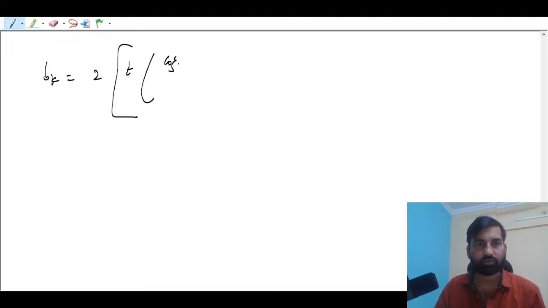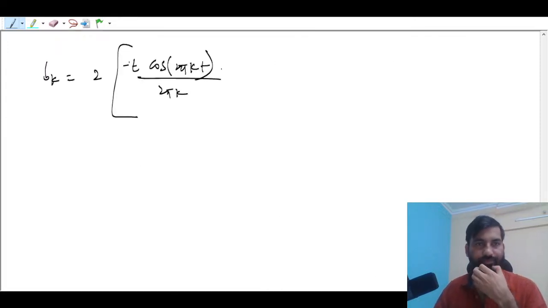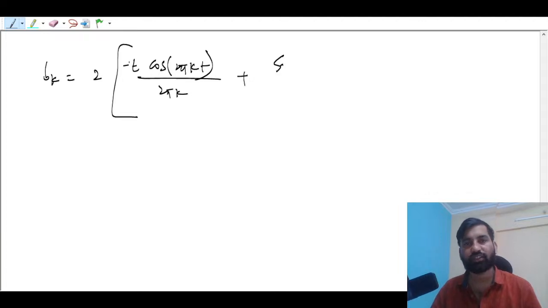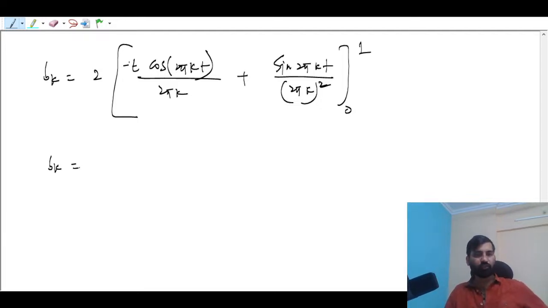You can say cos 2 pi kt, cos 2 pi kt by 2 pi. ठीक है, and this becomes plus. अब इंटीग्रेट करना है किसको, कोसाइन को इंटीग्रेट करना, राइट. सो कोसाइन को इंटीग्रेट करेंगे तो क्या हो जाएगा, साइन आ जाएगा, राइट. सो दैट इज नथिंग बट साइन 2 पाई के टी बाई 2 पाई होल स्क्वायर, राइट. और ये 0 to 1. फैंटास्टिक. ओके, so bk is going to be 2 times.